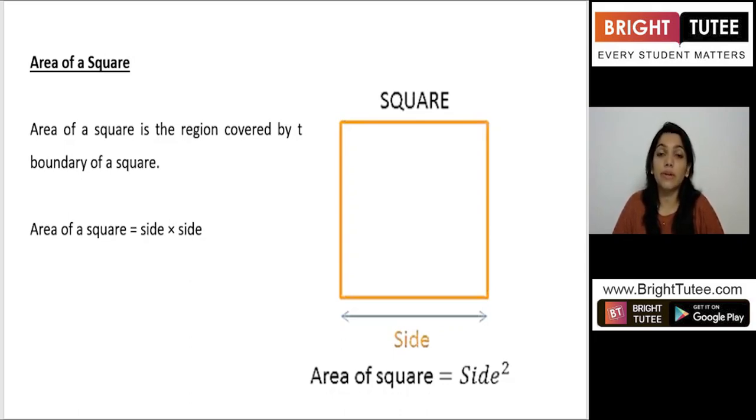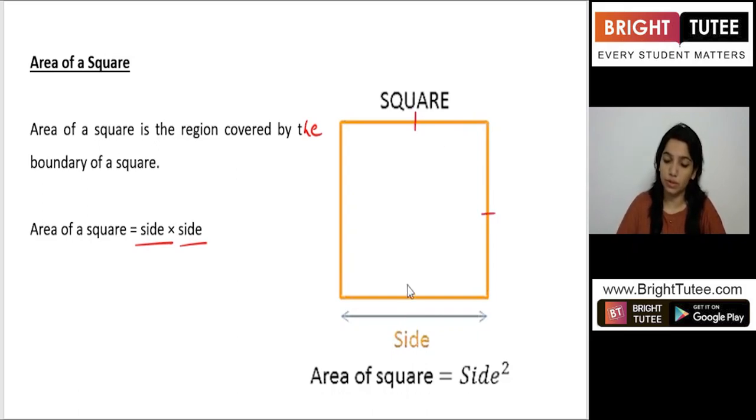It says the area of a square is the region covered by the boundary. What is the boundary of a square? Okay. So the area of a square is basically side times side. Why is it side times side? Because all the sides of a square are equal to each other, right?